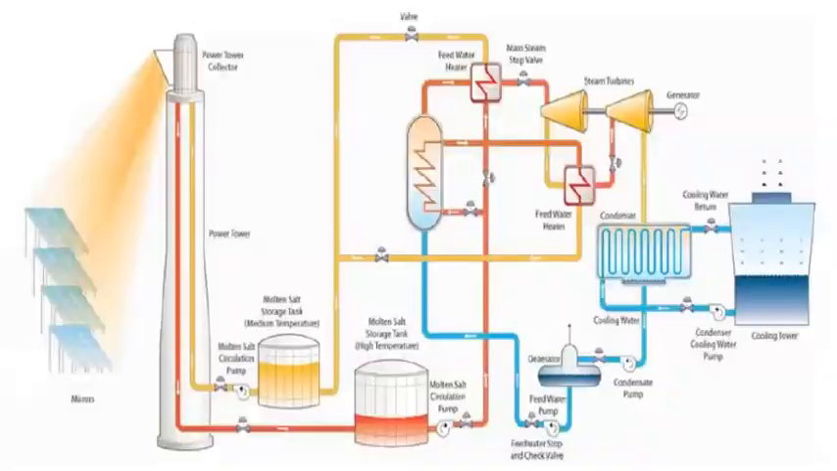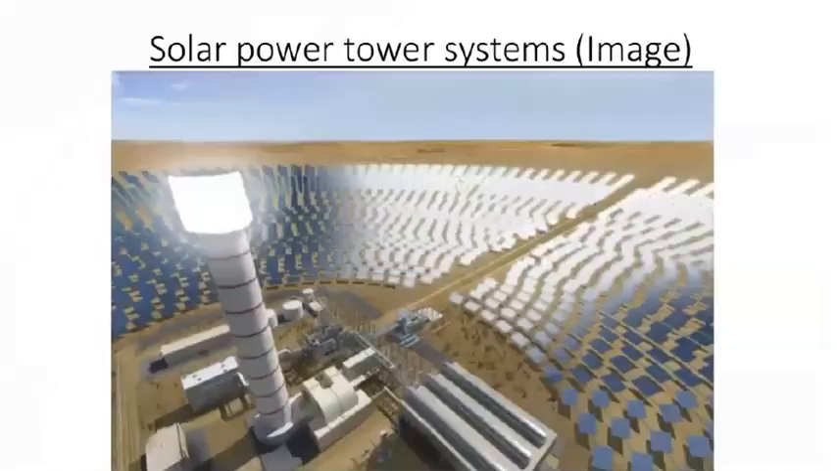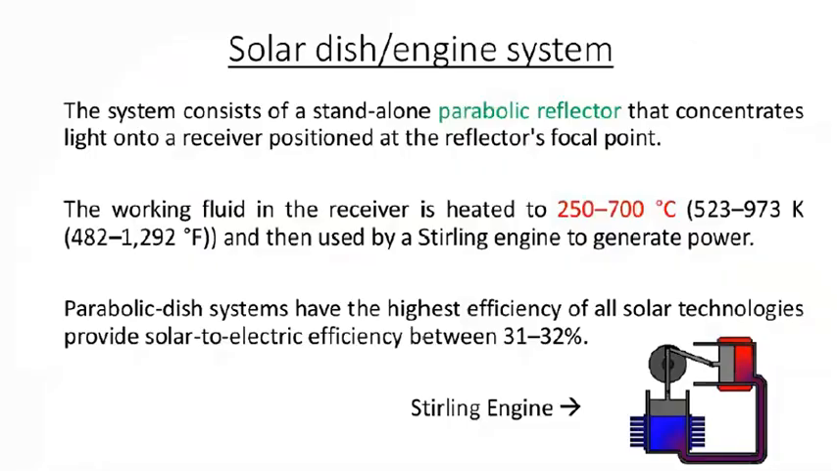Here we can see the diagram of the operation of the steam turbine cycle. So here in this direction, the heated salt, the heat will be produced here and like this. These are received by the power tower. And next we will go with the solar dish or engine systems.